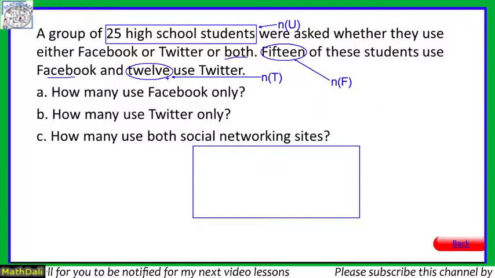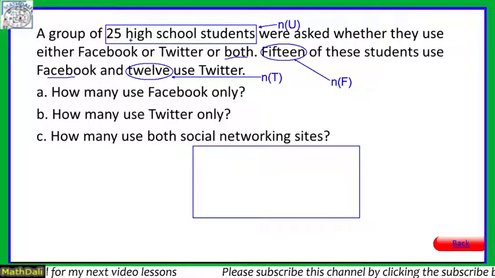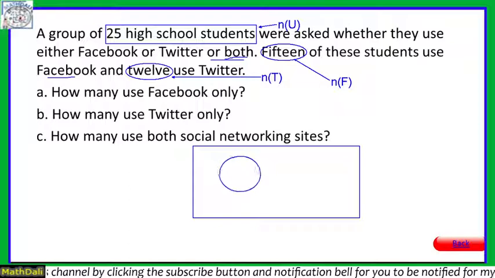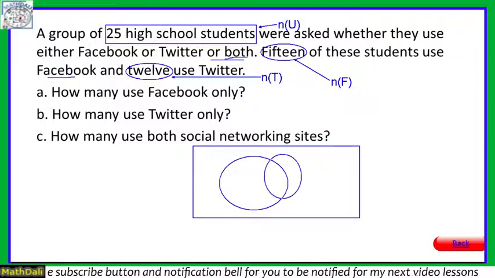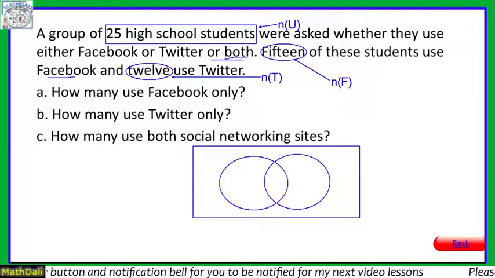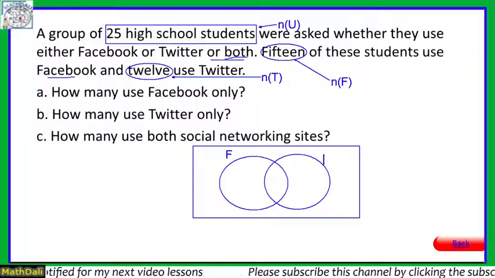15 plus 12, that is equal to 27. But we only have 25 high school student. Ibig sabihin, meron silang intersection. So, dapat yung dalawang circle mag-overlap. So, gagawa tayo ng dalawang circle dito na kung saan sila ay mag-overlap. Ayan. So, niname natin to as our set F. And then, niname naman natin to as our set T.